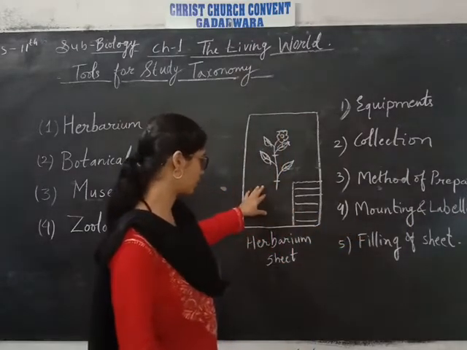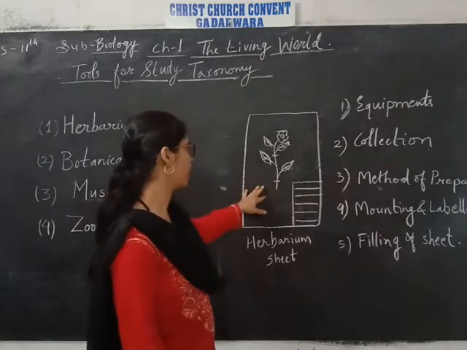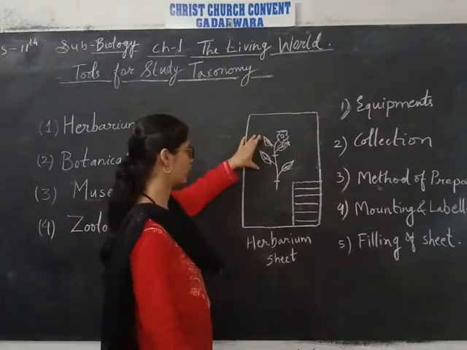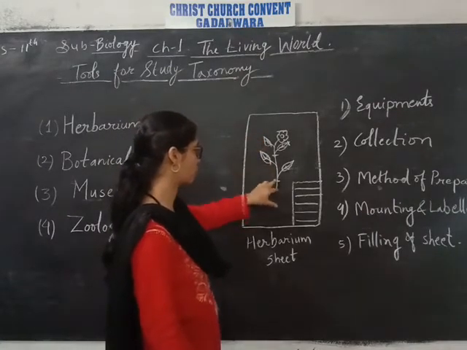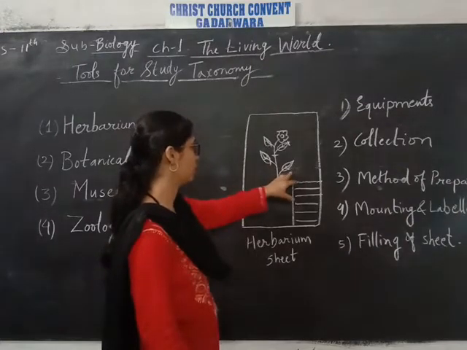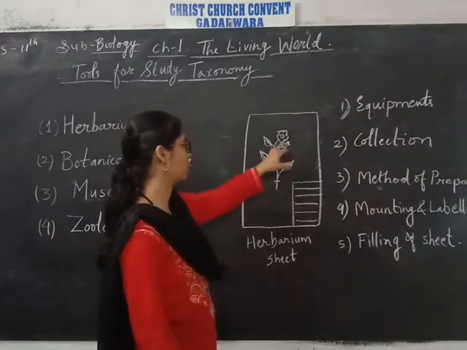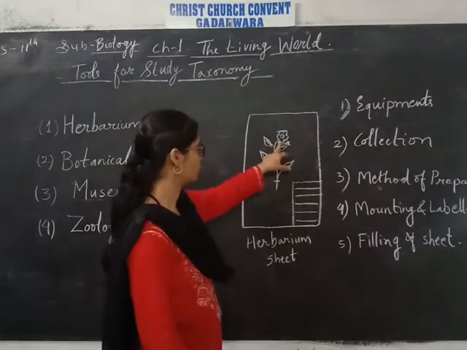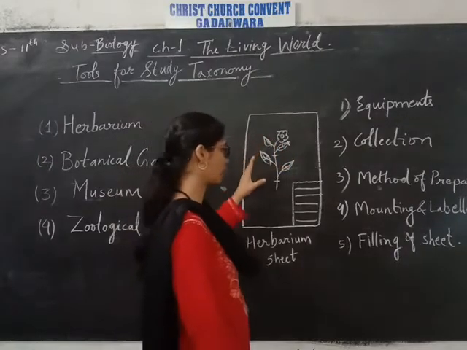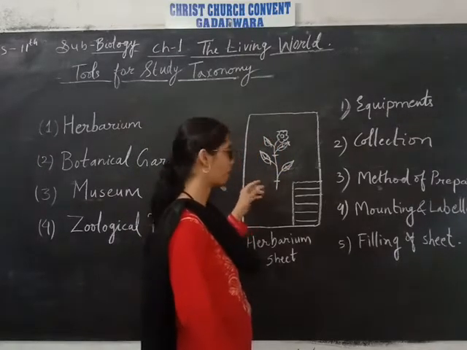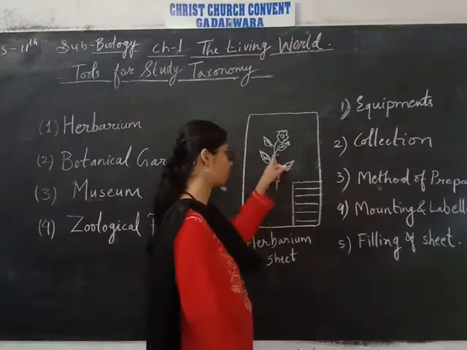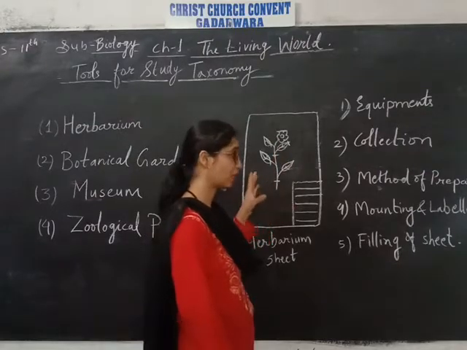Look at this. This is the herbarium sheet, and here the twig is present, the twig which has the shoot, that is stem, leaf, arrangement of the leaf and the flower part. You can attach them, mount them with the help of gum or sellotape, cleanly.